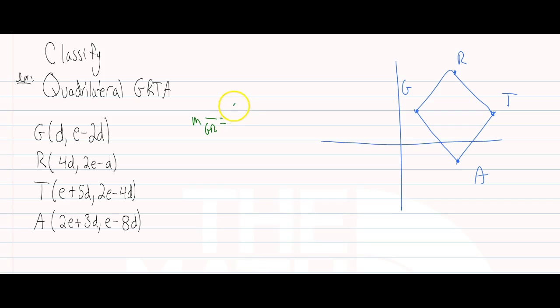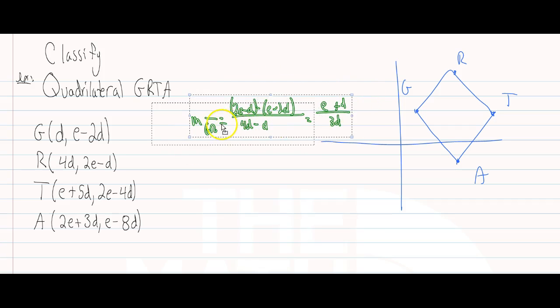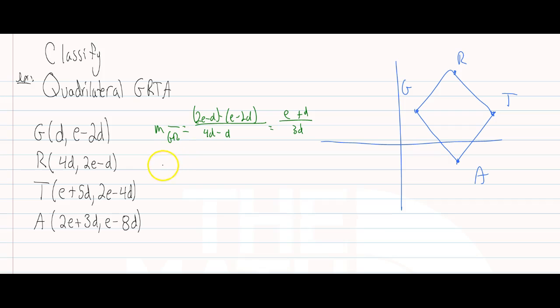Find the slope of GR, 2E minus D minus E minus 2D over 4D minus D. We'll do the subtraction. That's E plus D over 3D. There is the slope of segment GR. Opposite of GR is AT. So when we're calculating this one, it's 2E minus 4D minus E minus 8D over E plus 5D minus 2E plus 3D. Subtract these. And we get this.